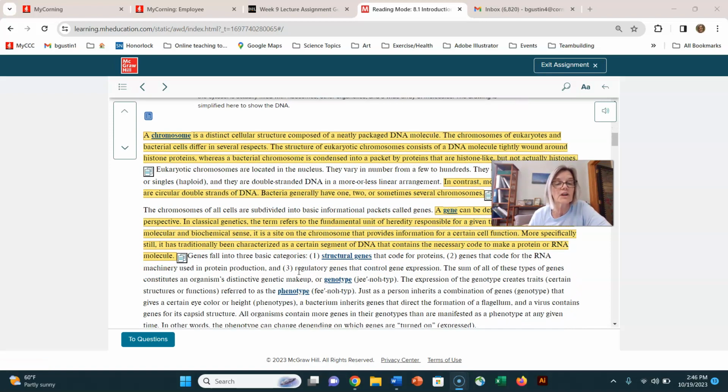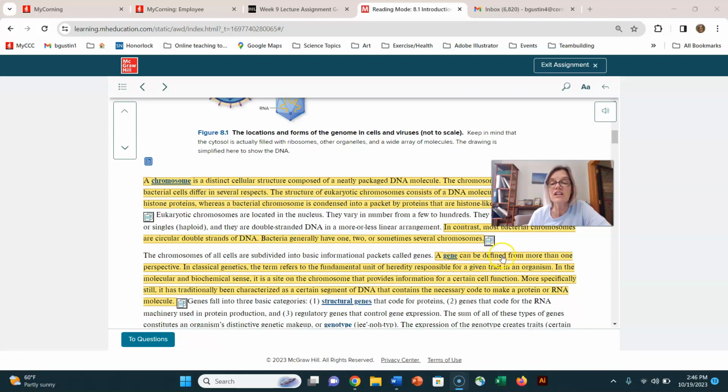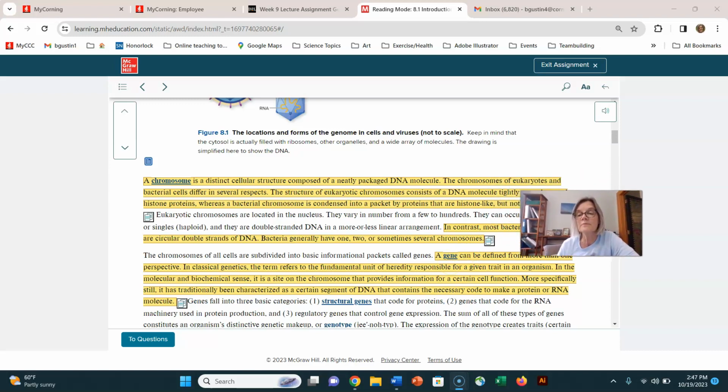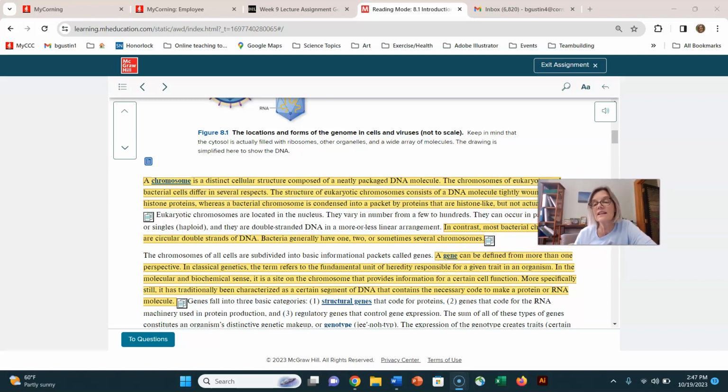Let's see, we mentioned the word gene. There are actually lots of different definitions of the gene. The definition I use for a gene is it's enough DNA or RNA to encode for a protein or to encode for a group of similar proteins. So a gene's enough DNA or enough genetic material to have the instructions to make a protein or to make several similar proteins.